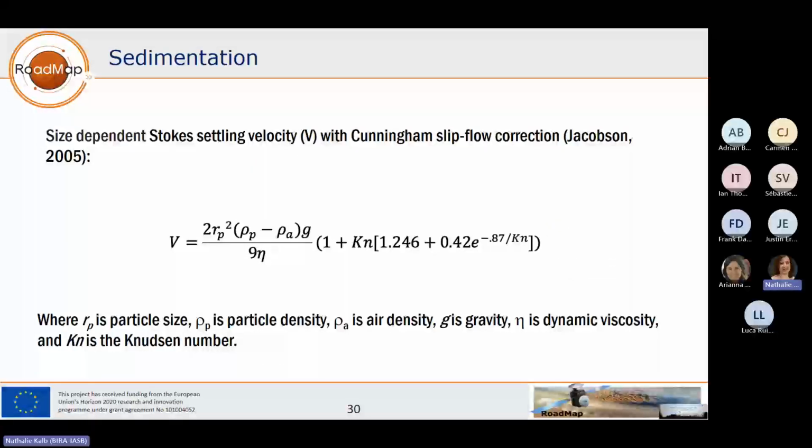We also sediment. I won't go into this too much. Again, I put it in for you guys. We heard about Stokes settling velocity and things like that. Is it okay? Is it right? Good enough? No? Okay, we'll talk again. Okay, thank you.